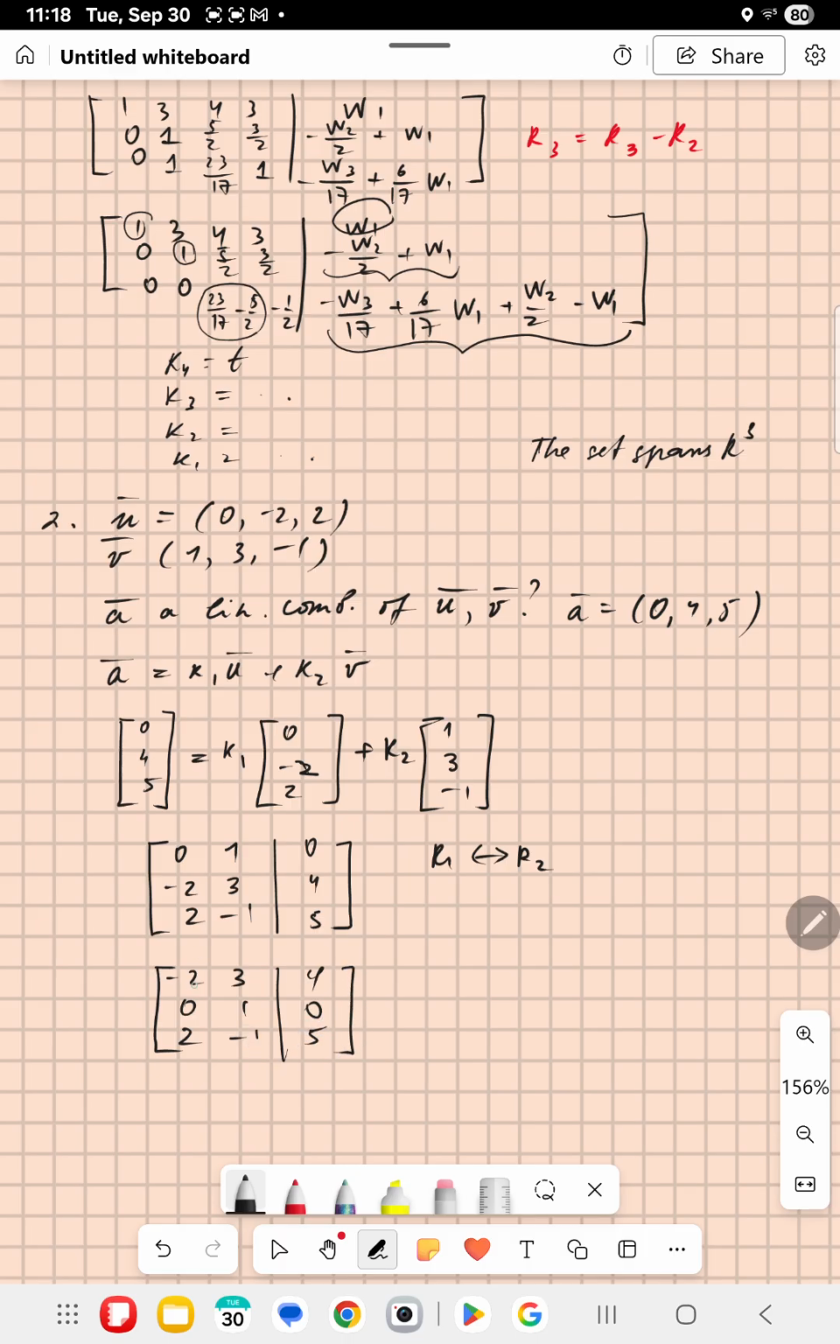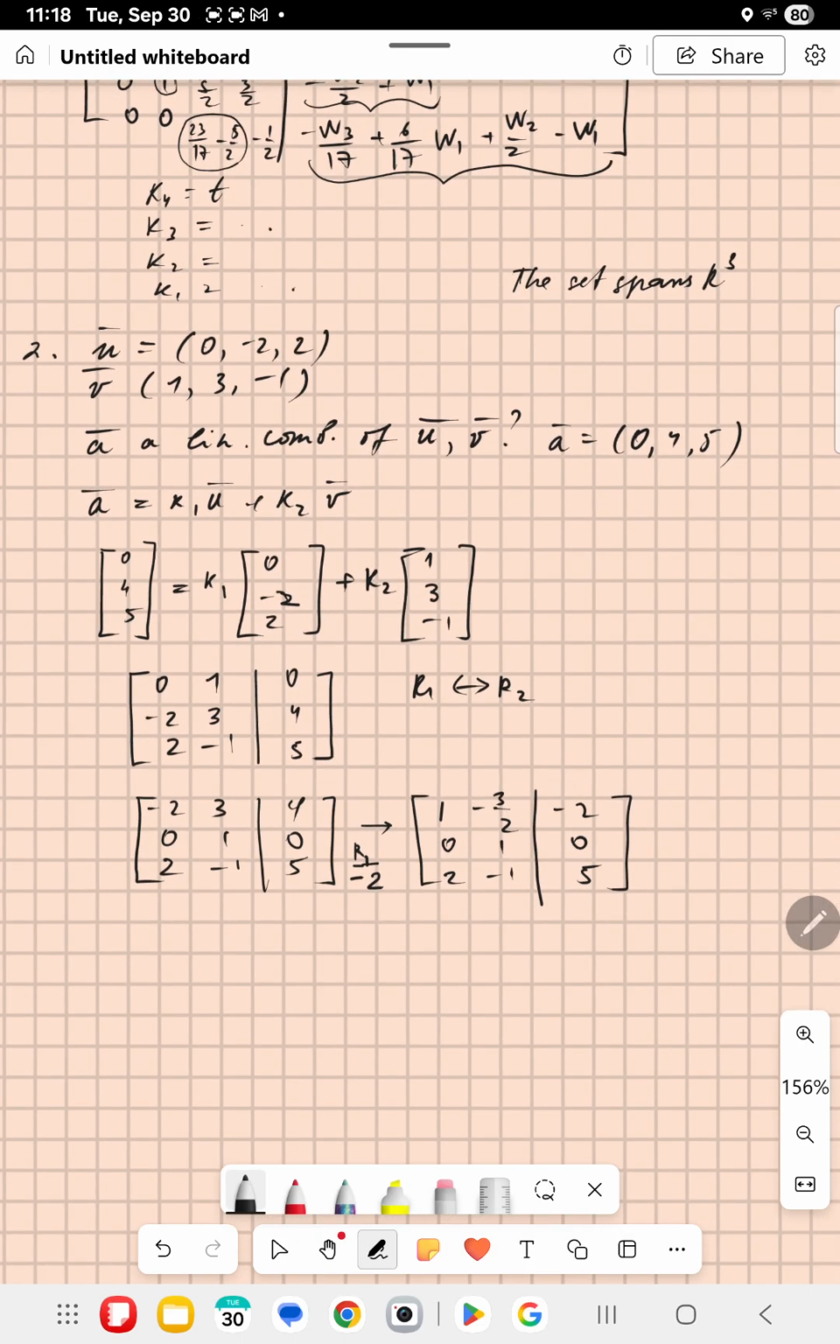First step is going to turn this -2 into 1. I'm going to divide by negative 2, so that's 1, negative 3 over 2, negative 2 here. I'm going to copy the rest: 1, 2, -1, 0, 5. So what I did here, I took row number 1 and divided it by negative 2.